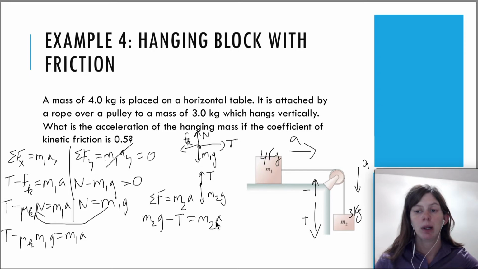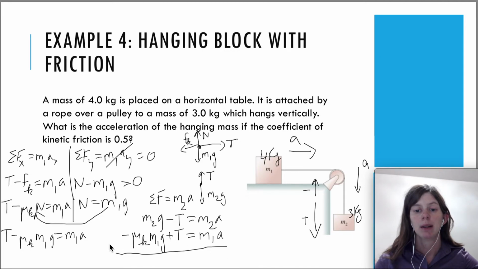Again, if you don't like doing it this way, you can do T minus m2g, right? Up is positive, but then you have to make sure to put a negative in front of the acceleration since your acceleration is going down. Either way, you'll get the same exact answer. So now we have two equations and two unknowns, and the way I'd like to solve for acceleration is using the elimination method. I'm going to rewrite this first equation here, rearranging the terms so that we can see that the tension will cancel out. That's why I like this method for this problem.